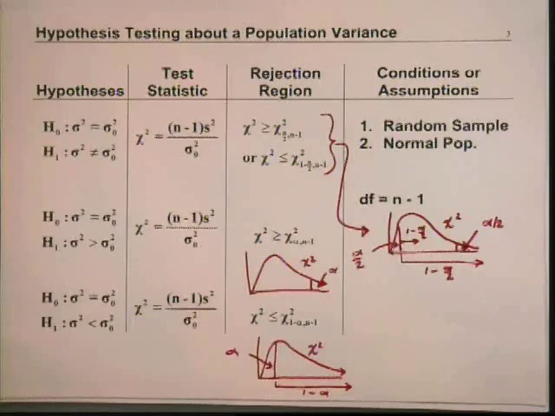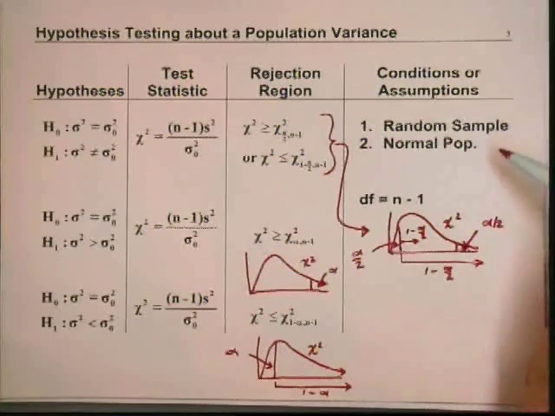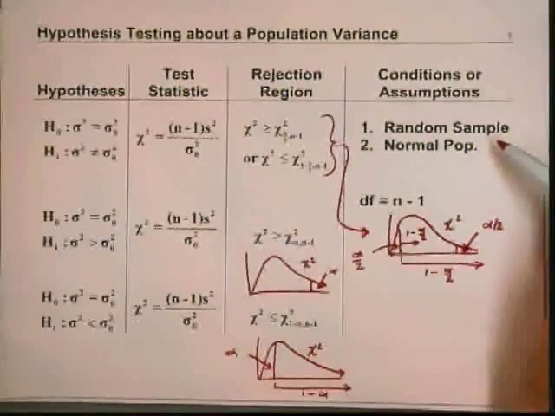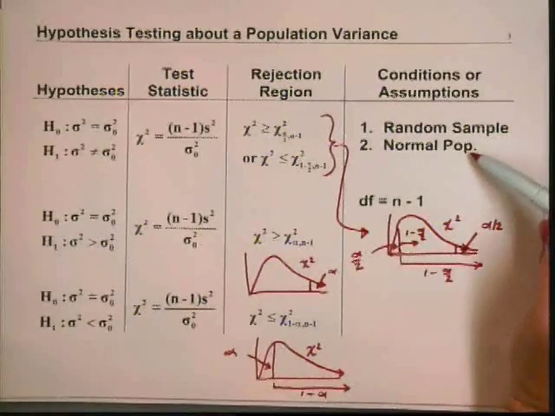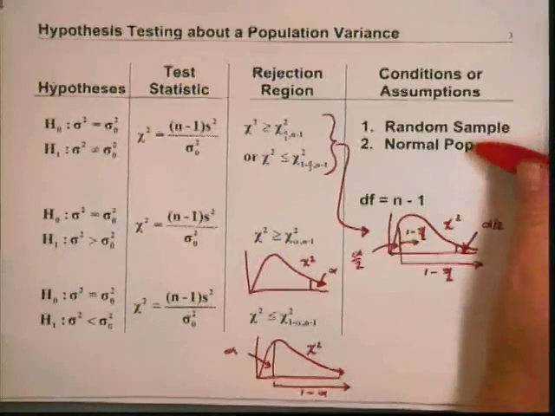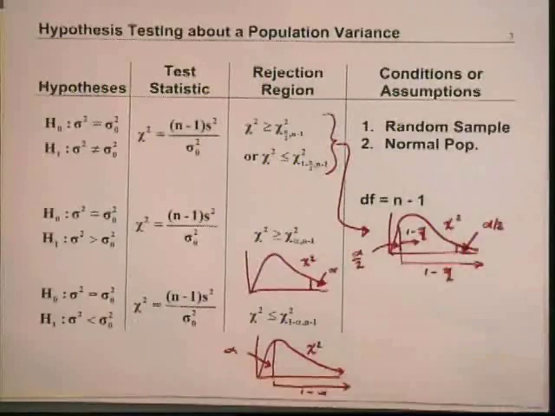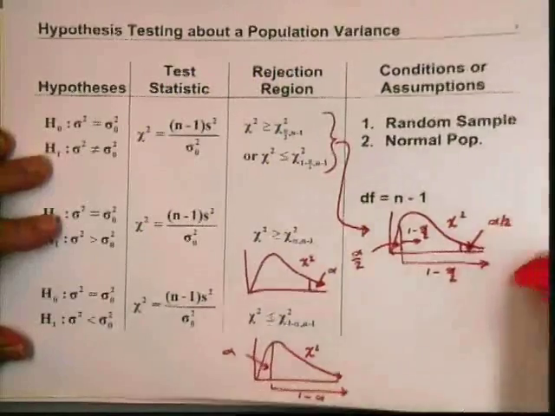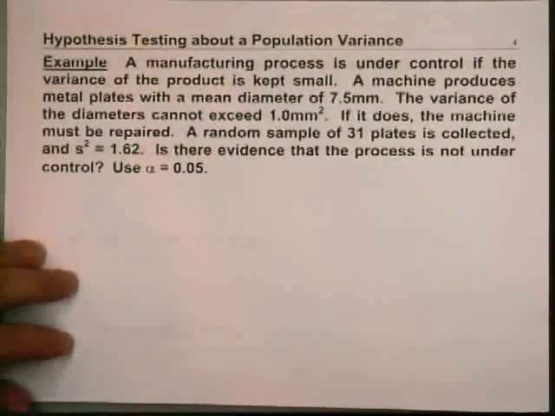Whenever we talk about hypothesis testing for a population variance, it's always the case that we have a random sample and that we're assuming a normal population. Then for this application, our degrees of freedom are sample size minus 1. Okay, so let's hang on here and look at an example. We'll keep our formulas handy.